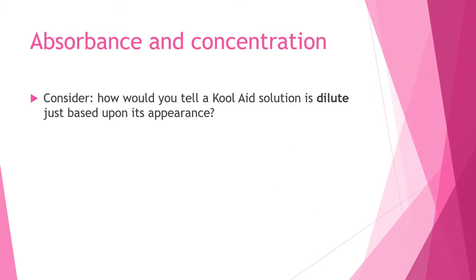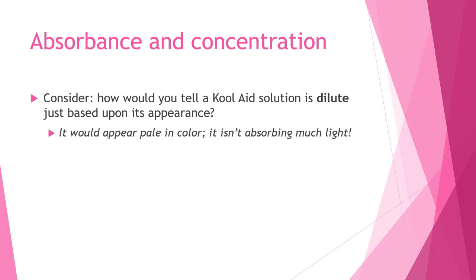Absorbance and concentration are related to each other. Consider, if you looked at a solution of Kool-Aid and you knew that it was dilute, how did you know that it was dilute just solely based on its appearance? Generally speaking, you would look at the color and how vibrant the color is. If it was very pale, this would imply that there's not very much of the solute in there. And because it's very pale in color, that also means it's probably not absorbing much light.